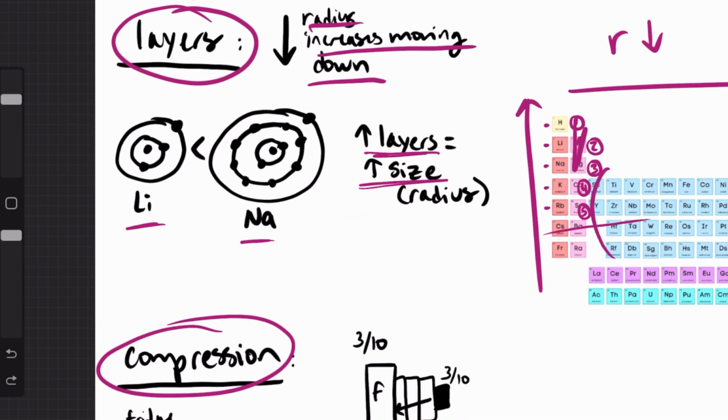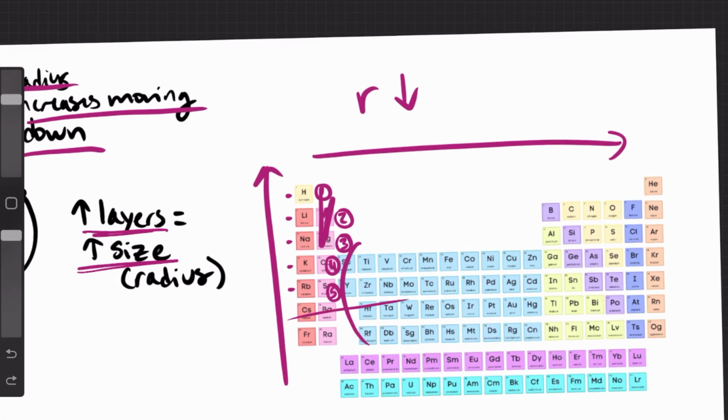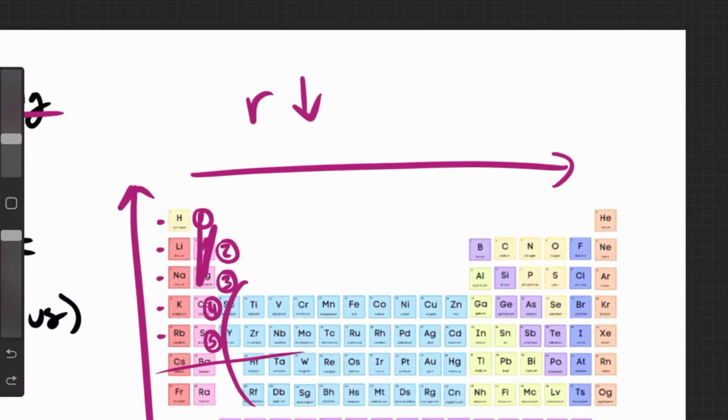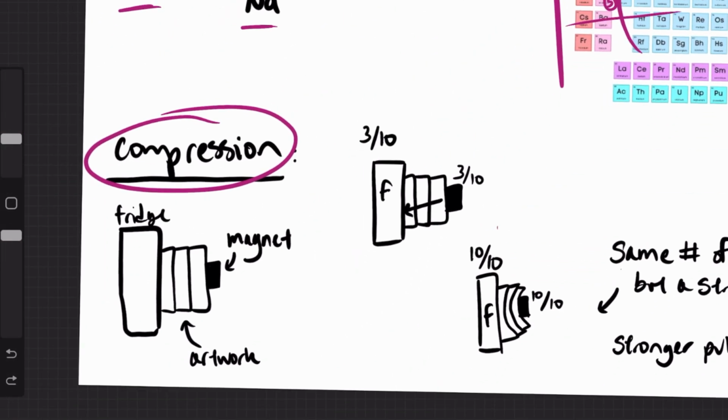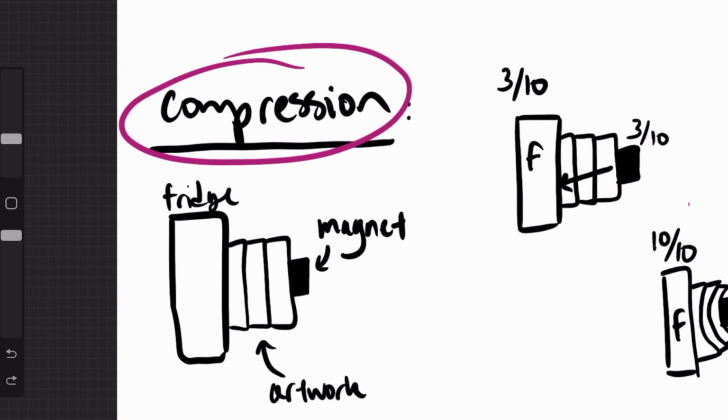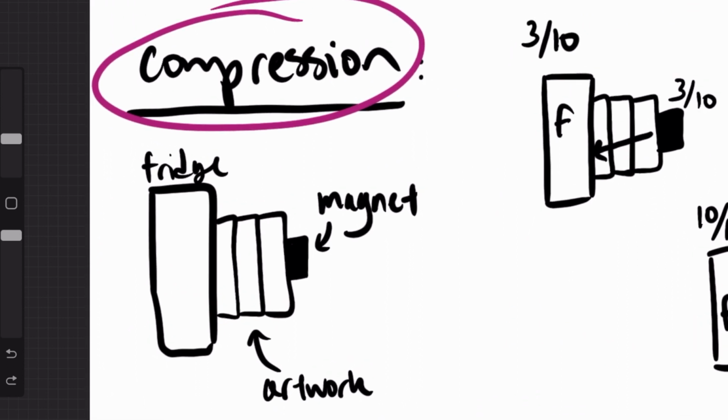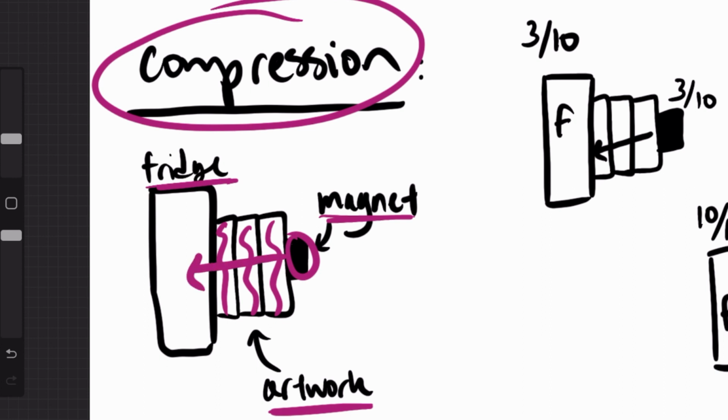Now the reason why the radius decreases moving across the periodic table is a little bit different. You can think of it in the way of compression. For instance, if we have a fridge, a magnet, and then artwork. When you're a little kid, you have artwork that you took home from school, and your mom wants to put it on the fridge, so she uses a magnet to do that, right? The strength of this magnet pulling towards the fridge is what keeps that artwork there.